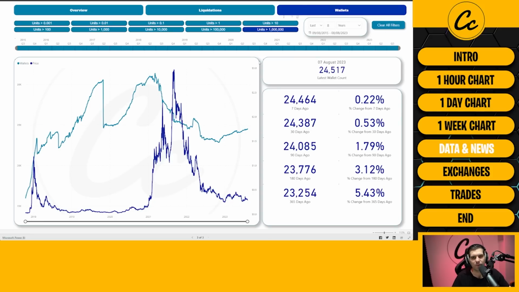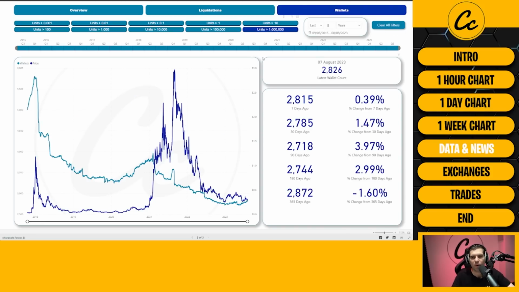So when we take a look at the whales at 1 million ADA or more, there are 2,826 wallets that have over 1 million ADA in them, and we're actually up 0.39% in the last 7 days, 1.47% in the last 30 days, up 3.97% in the last 90 days, and up 2.99% in the last 180 days. So over the last few months or so, 6 months or so, we've actually seen whales in Cardano accumulating. Over the last 365, they're down 1.6%, which means that actually there's a huge recovery occurring here for these wallet counts.